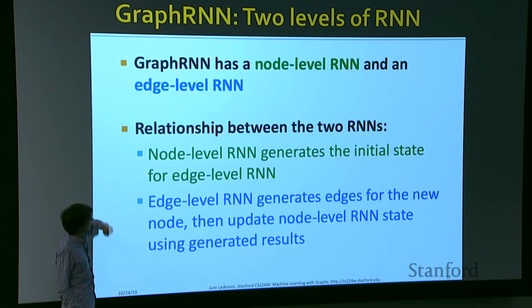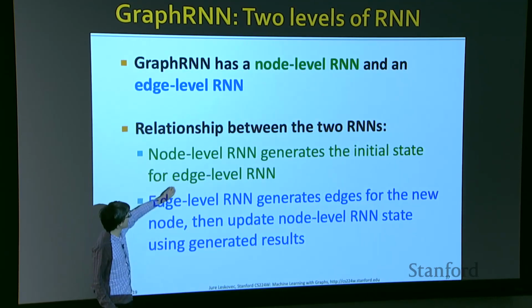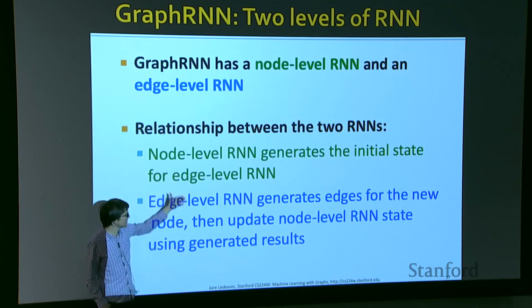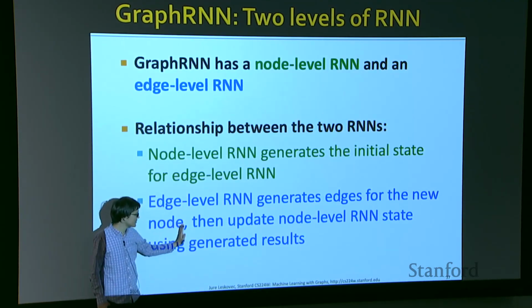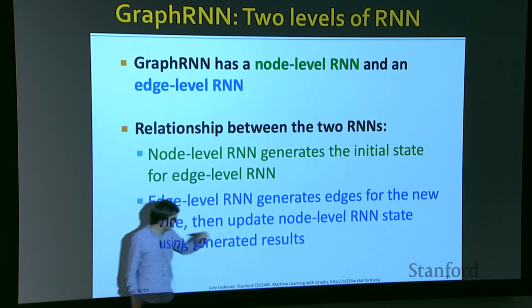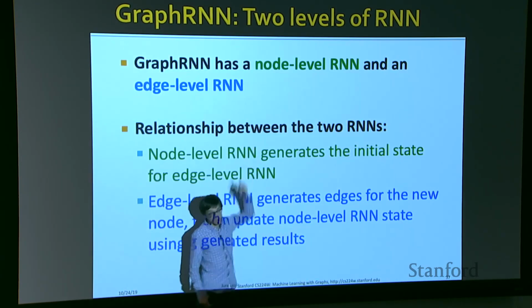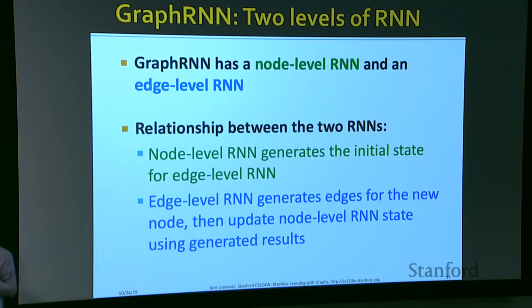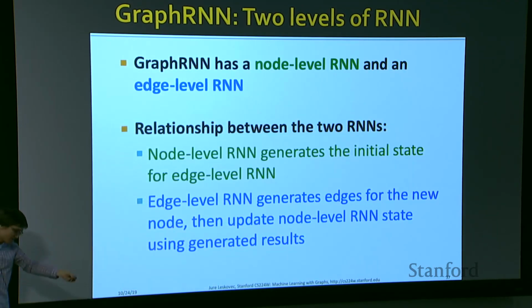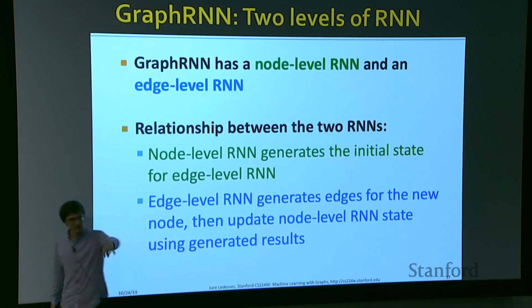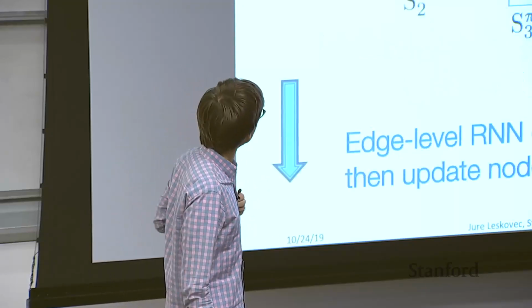And the idea will be that the node level RNN will generate the initial state of the edge level RNN, and the edge level RNN will use this initial state to generate a sequence of edges. And then after it is done, we will take the state of the edge level RNN and feed it back to the node level RNN to generate the new node, which then generates the new edges. So basically the idea will be that we will always keep the state as we are moving forward, and this state will keep the memory of what we have generated so far, right?